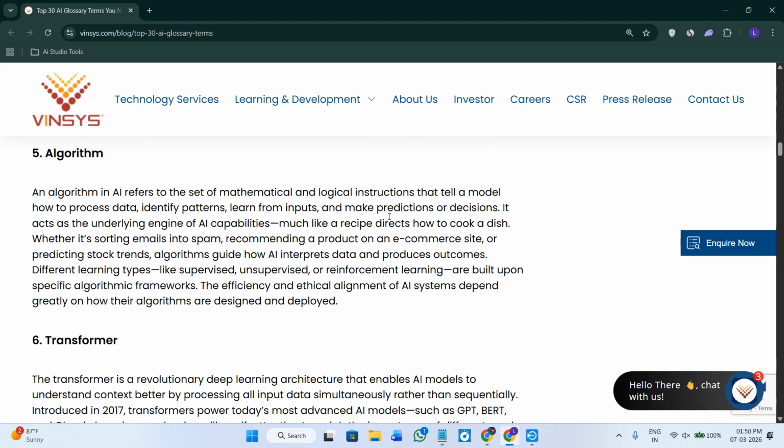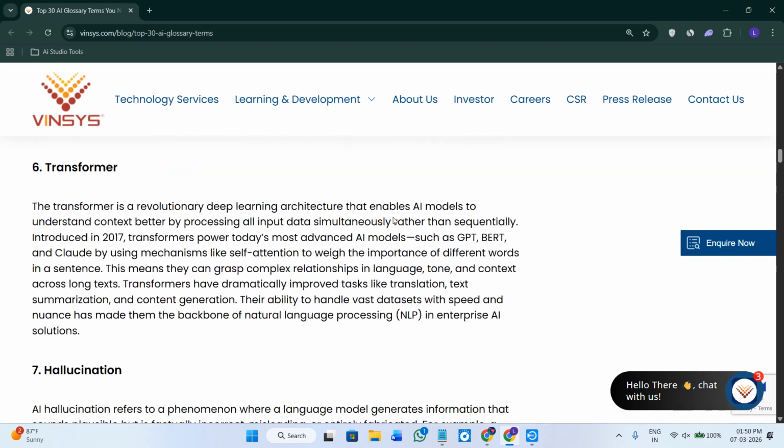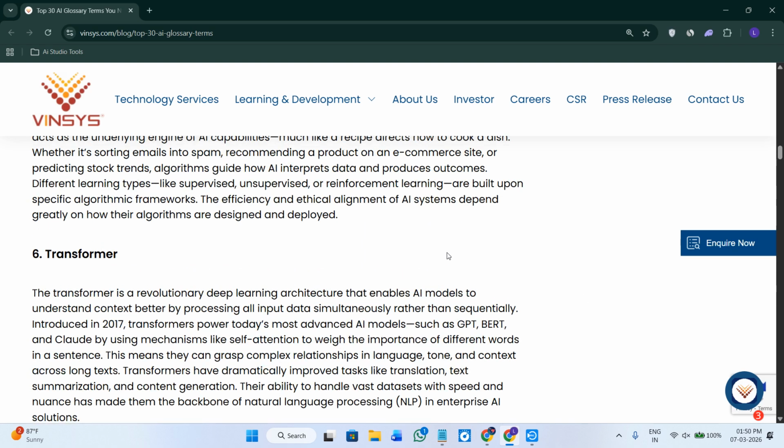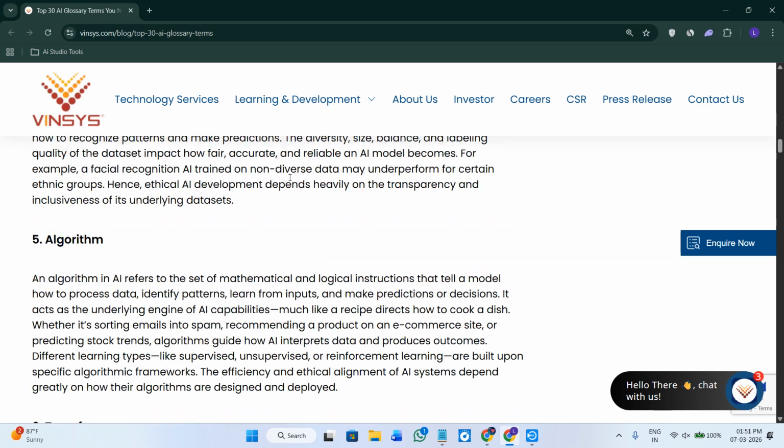Then we have large language models, which are also called LLMs. So these are AI models trained on a massive amount of text so that they can understand and generate human-like language. Another important term is tokens. So tokens are small pieces of text that AI models process when reading or generating language.